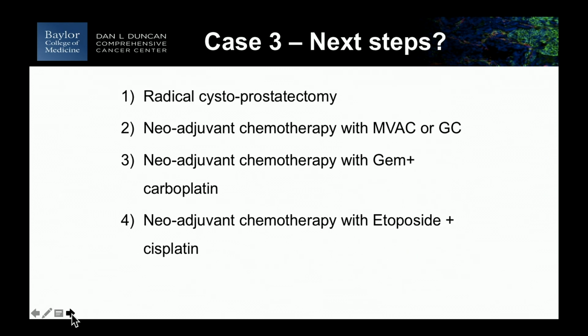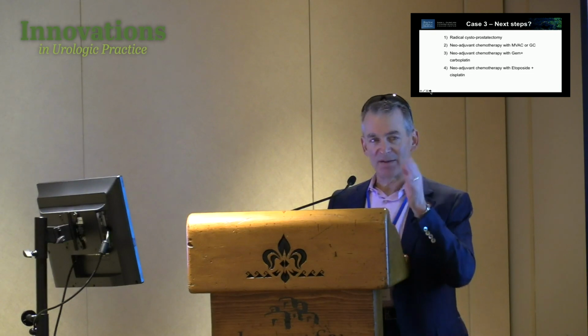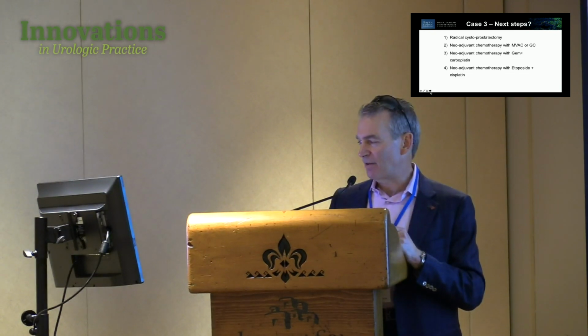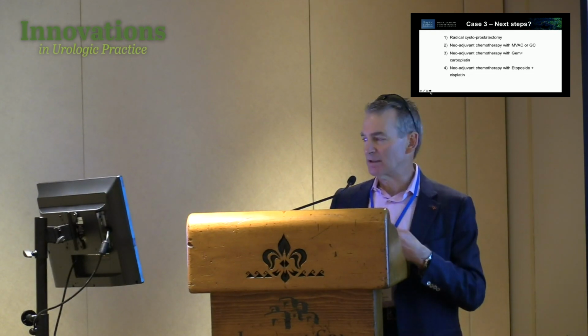So what would be the next steps here? I'm not going to give you the answer. I'm going to ask you to vote. So you've got a T3 tumor, neuroendocrine phenotype. Do you go straight to cystectomy? Do you do neoadjuvant chemotherapy with conventional cisplatin-based chemotherapy? Do you do it with gem-carbo? Yeah, well, we'll get to that. Everybody will have a chance to answer. Gem-carbo because of any concern about his EGFR 55, or do you do etoposide cisplatin, which would be the regimen for small cell?